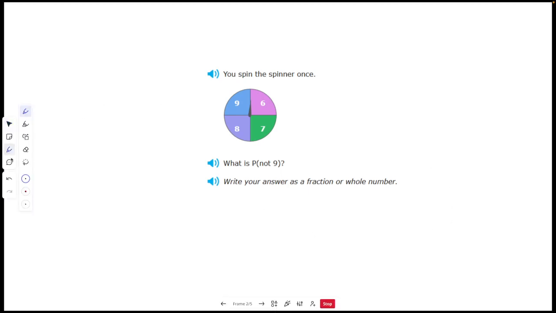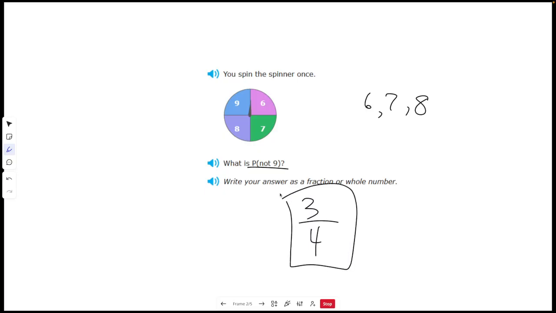All right, so let's take a look here. It says, what is the probability of not getting a 9 on this spinner? So the numbers that are not 9 would be 6, 7, and 8. So there are 3 numbers that are not 9 out of the total 4. And this is our answer, okay? Because it says write your answer as a fraction, so that's all we have to do. 3 out of the 4 numbers are not 9.